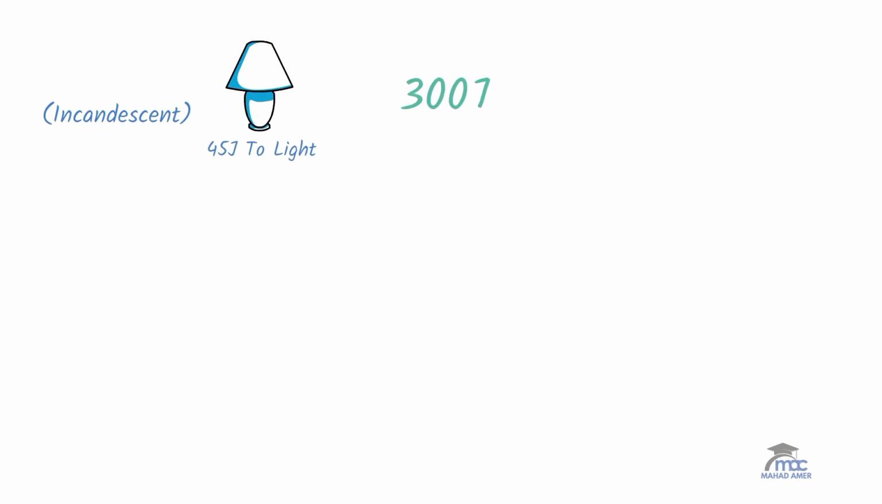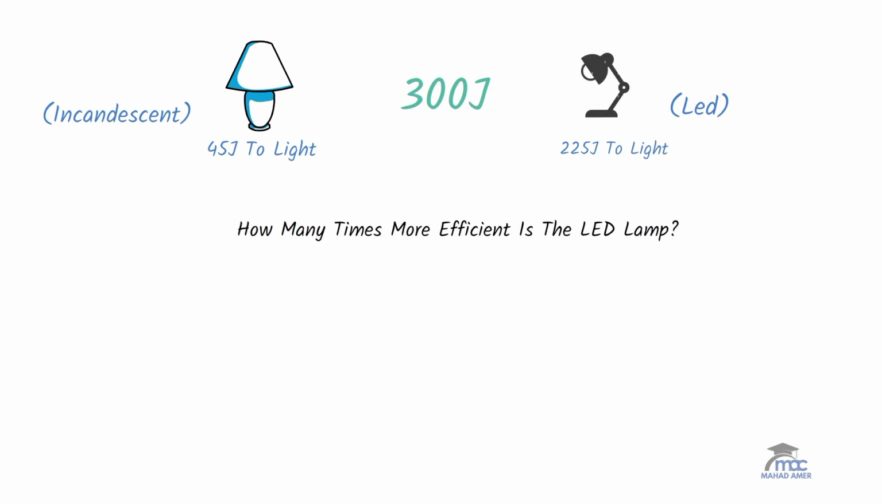We're going to put this equation into practice by taking two lamps. This one has an old incandescent bulb. We're going to provide both the lamps with 300 joules of energy, and the bulb on the left will only convert 45 joules of it to light, whilst the other one is an LED bulb, and that bulb converts 225 joules of energy from the 300 to light. Now the question is, how many times more efficient is the LED lamp?